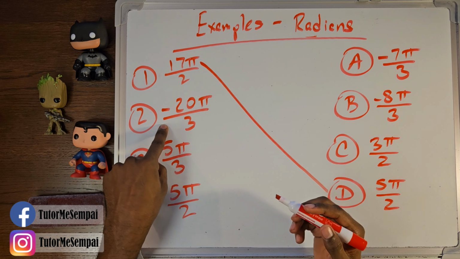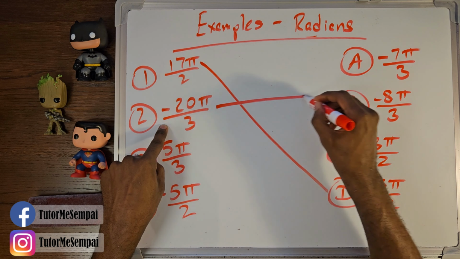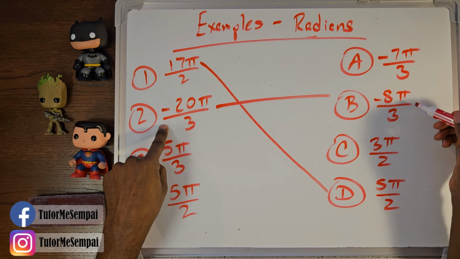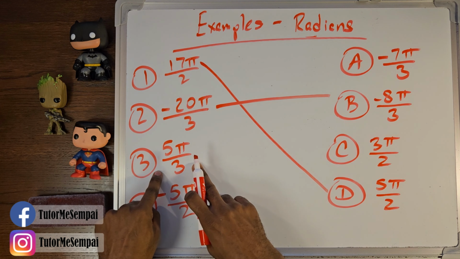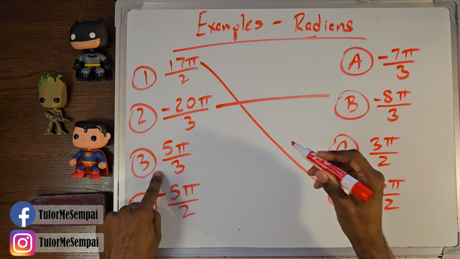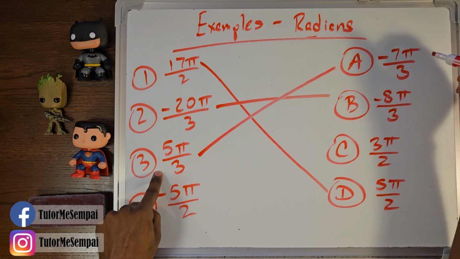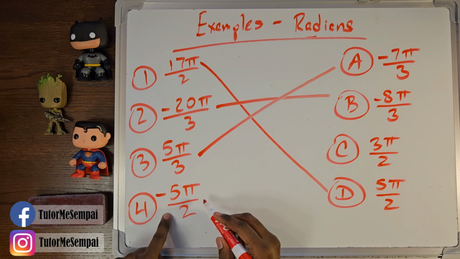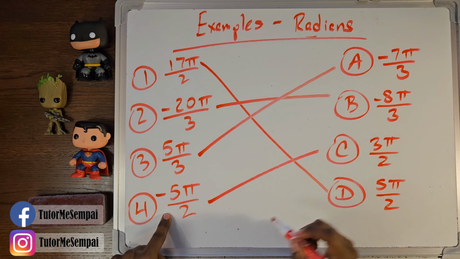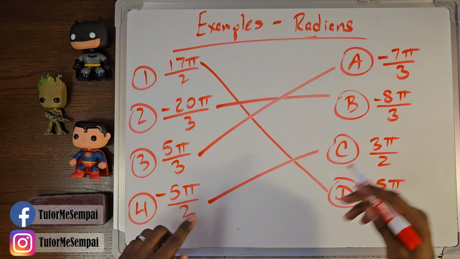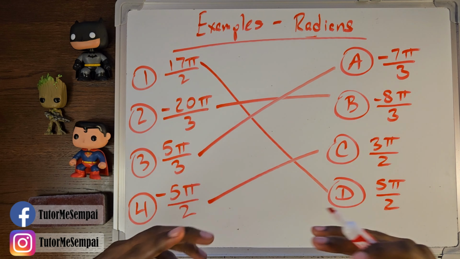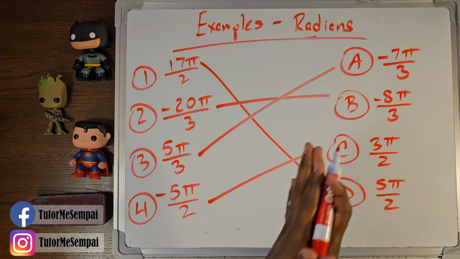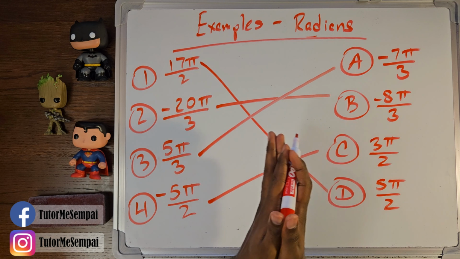Now we have this. What's that going to match with? Well, that's going to be B, negative 8 pi over 3. How about 5 pi over 3? Well, that's going to be A, negative 7 pi over 3. And this negative 5 pi over 2 is going to go to C, 3 pi over 2. And we're going to be adding and subtracting various multiples of 2 pi. Remember, 2 pi because we're in radians.